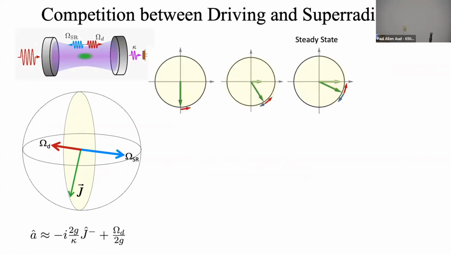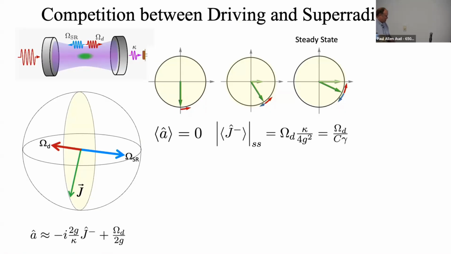Okay, so now we're going to take a cut through, only look in the two-dimensional plane, which is this cut here. You should think of it as, I turn on my drive, that's the red, and it's going to want to rotate the Bloch vector away from the south pole. But as I do, I develop some optical dipole moment that radiates field into the cavity, and therefore I have some field that wants to push me back towards the south pole.